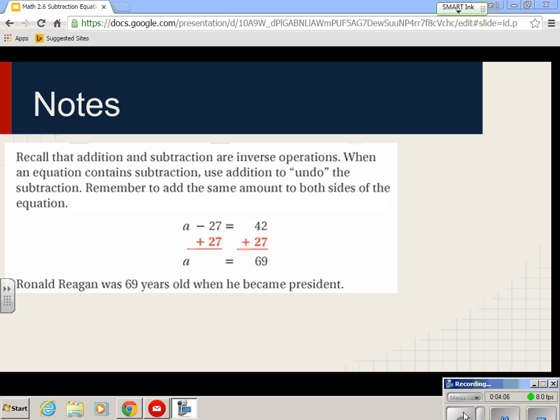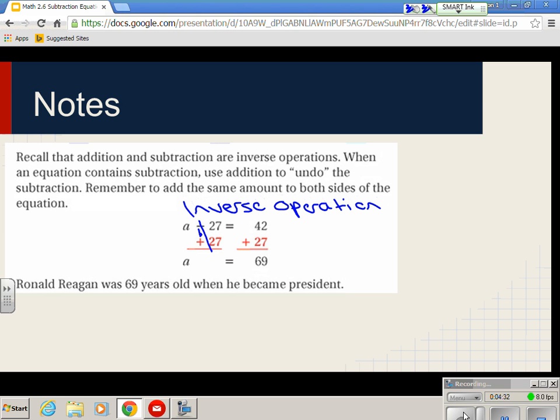So remember, our problem is A minus 27, Ronald Reagan's age minus the 27 years younger that Theodore Roosevelt was. So if we're using inverse operation, we're going to have to undo the minus 27 on this side by doing the opposite, which is addition. And when you do that, they cancel each other out because they become 0. But just like we learned with fractions, what you do to one side, you've got to do to the other side. So we will add 27 to the other side. We're going to bring the 27 over past the equal sign to the other side.